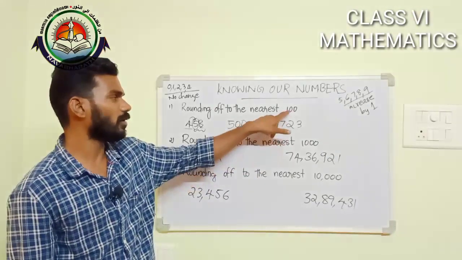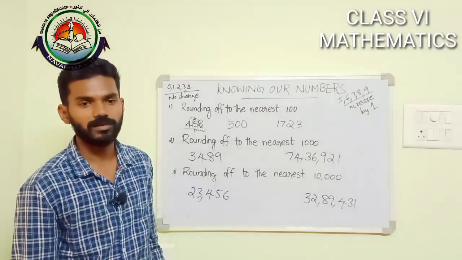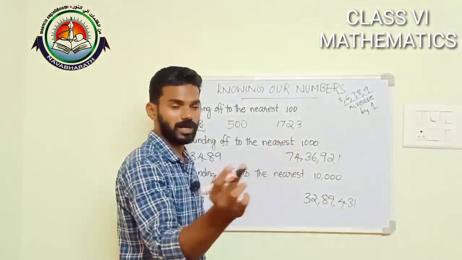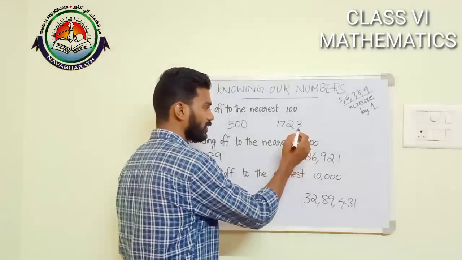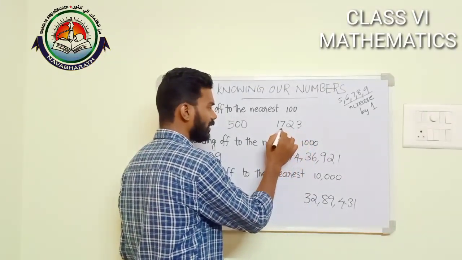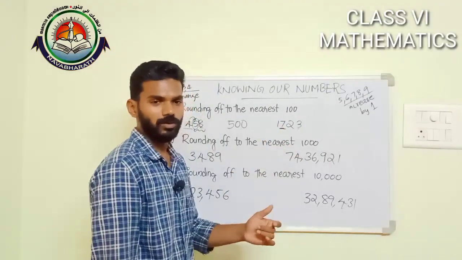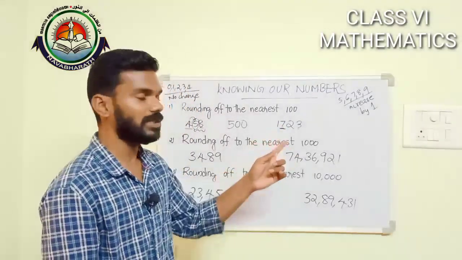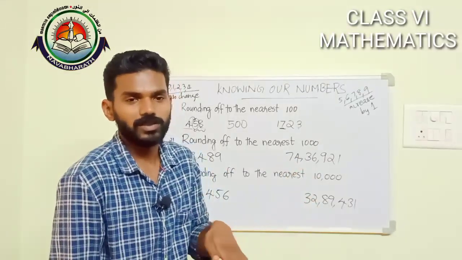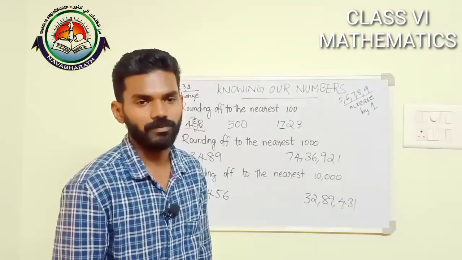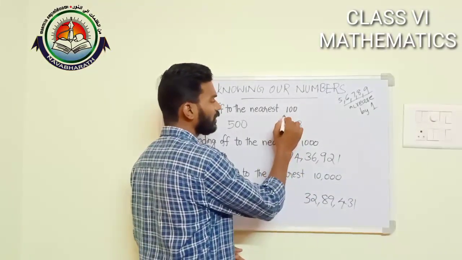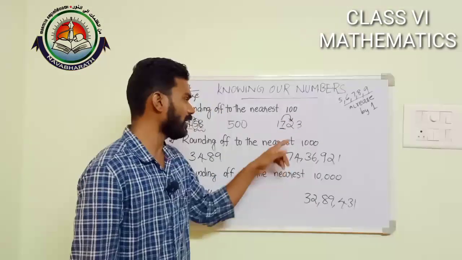Similarly, how can you do this rounding off? This is also rounding off to the nearest 100. First of all, you have to mark the digit at the hundreds place. Ones, tens, and here comes the hundreds place. And it is 7. Now, check whether this 7 is to be increased or is to remain the same. For that, consider the next digit. And it is 2.